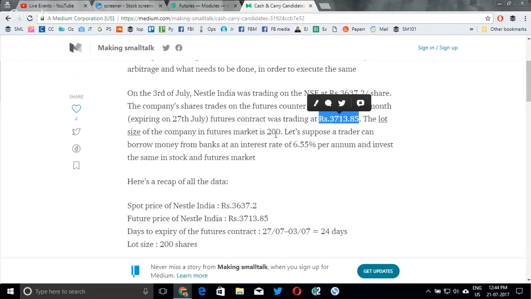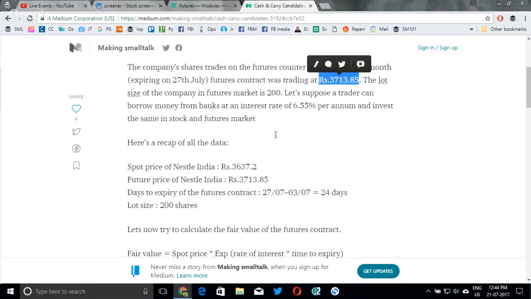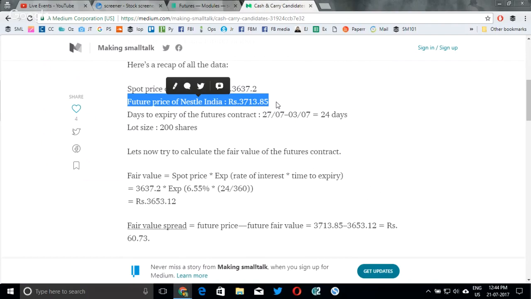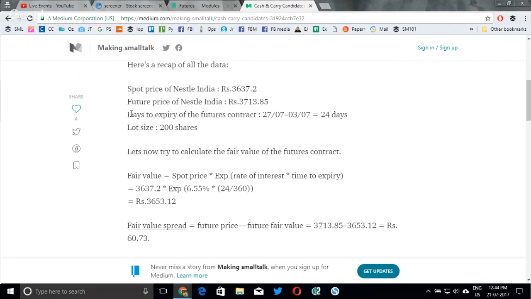What do we mean by lot size? It is basically the total number of shares considered in one lot of the futures contract. And in this example, we have assumed that the risk-free rate is 6.55% per annum. So let's quickly recap all the information which is available to us. The spot price of Nestle India on 3rd of July is 3637.2, which I have highlighted for you. Similarly, the future price of Nestle India is 3713.85. Days to expiry, that is the time difference between the 3rd of July and the 27th of July when the future contract will expire, is 24 days. And the lot size for Nestle India is 200 shares.